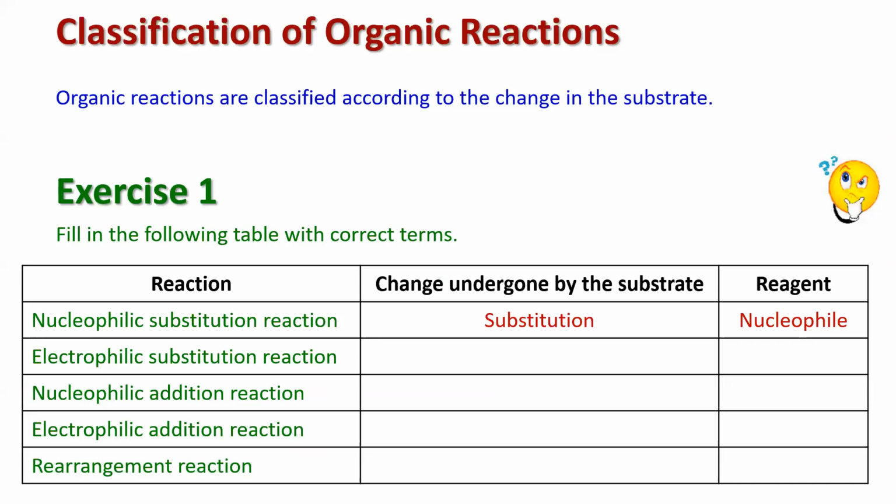Now you can see there's a table. Under the reaction column, we have several types of reactions given here: nucleophilic substitution reaction, electrophilic substitution reaction, nucleophilic addition, electrophilic addition, and rearrangement reaction. So this name itself implies what is happening, right? So with that knowledge, you can fill the table, right? So try to complete the table. I have given one example. I have done one for you.